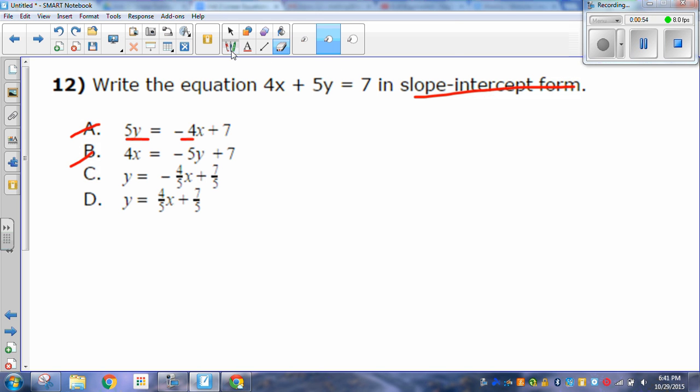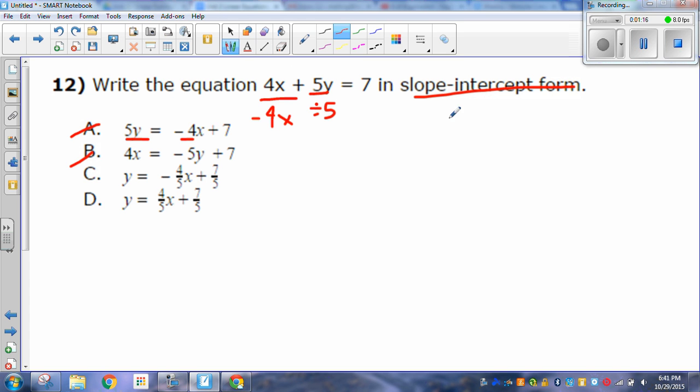If our goal is to get y alone, we need to get rid of the 5 and the 4x. Remember, the 4 and the x go together. And what I need to do to get rid of each one, I'd need to divide by 5 to get rid of the 5 because it's being multiplied, and I would need to subtract 4x because it's being added. The question is, which do I do first?